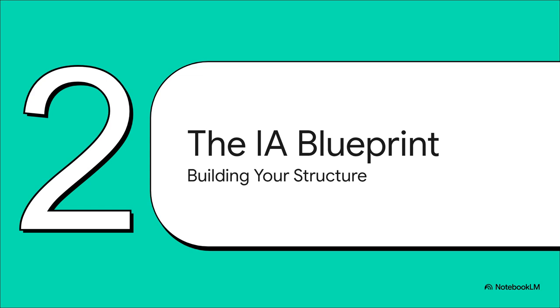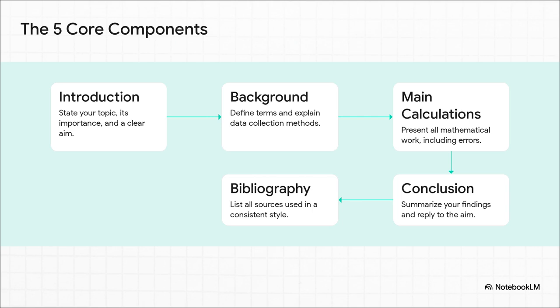Now that we know the mission, we need a blueprint, right? Every great project has a solid structure, and your IA is no different. You can't just wing it. Every single great IA is built on these 5 core components. You've got your introduction, background, the main calculations, a conclusion, and of course the bibliography. Honestly, the best way to think about these is like the 5 acts of your own mathematical story.